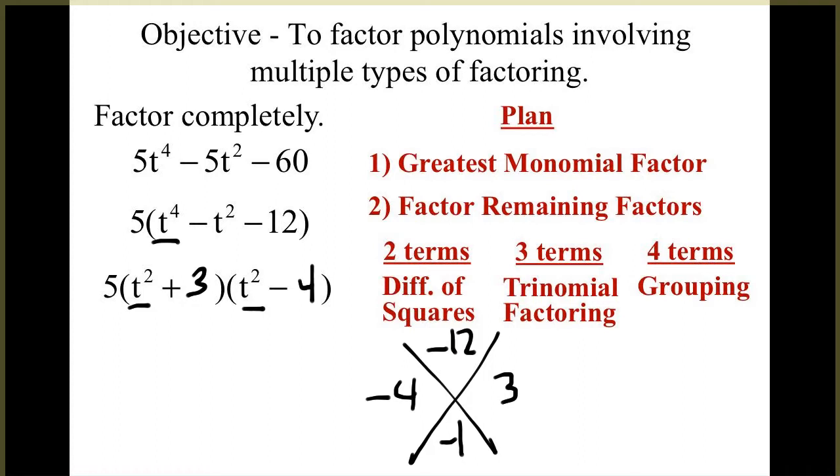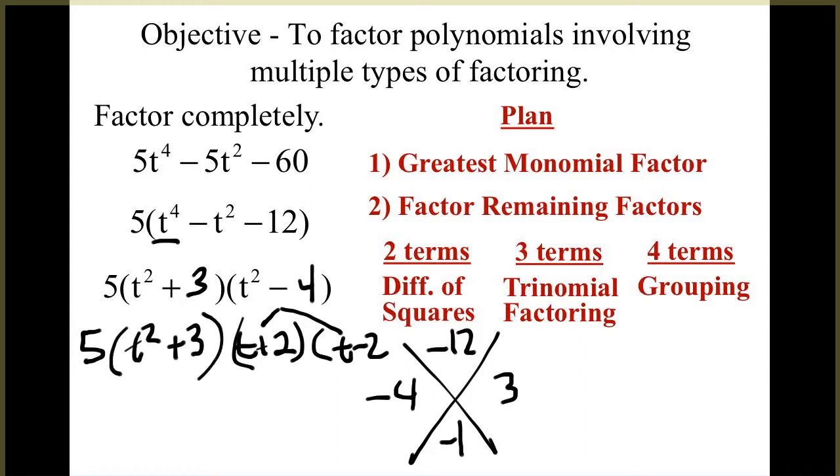Now the one thing that you need to keep thinking about is, are we done? Are we done? And when you continue, if you notice, t squared plus 3 doesn't break down anymore, but t squared minus 4 is a difference of squares. So I can make that t plus 2 times the quantity of t minus 2, and then of course I've got my 5 and my t squared plus 3. So the final answer is 5 times the quantity of t squared plus 3 times the quantity of t plus 2 times the quantity of t minus 2.